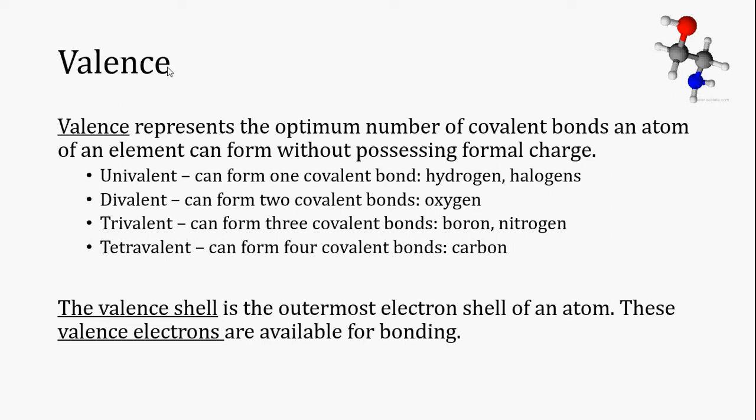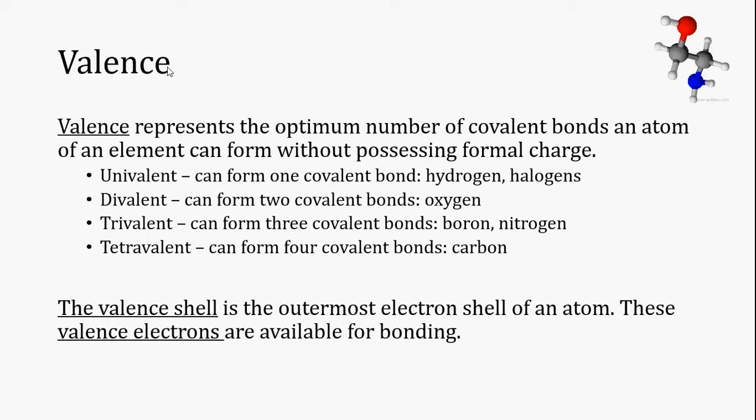If atoms of that element can form 3 covalent bonds, they are described as trivalent. Boron and nitrogen are examples of trivalent elements. And if the atoms of those elements can form 4 covalent bonds, we describe them as tetravalent. Carbon is an example of a tetravalent element, and because carbon is the most common element in organic chemistry, we'll spend a lot of time talking about carbon and its 4 covalent bonds.